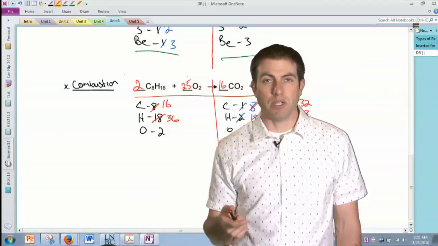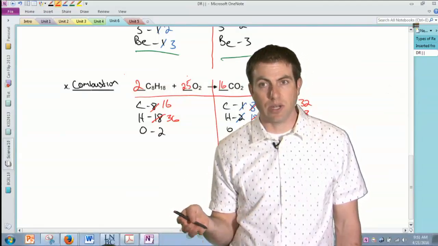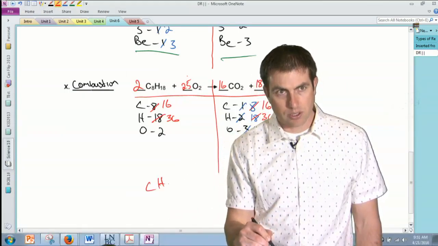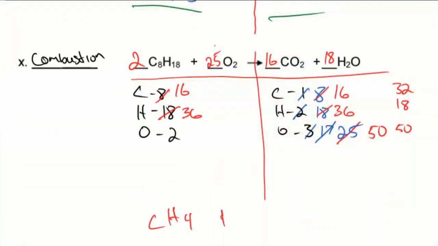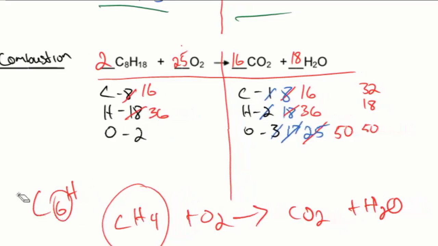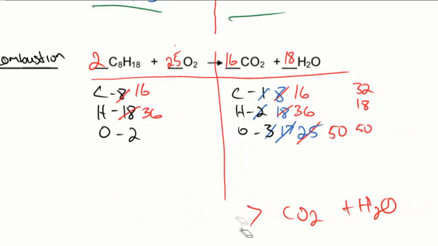And when you see a combustion reaction, if it doesn't balance right off the bat, like some of the smaller ones such as CH4 and O2 producing CO2 and H2O, the really small hydrocarbon ones, those will balance right away for you. But as soon as you get into C6 and above, once you get more carbons, all of a sudden you have to double everything.